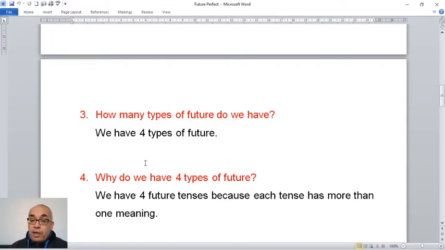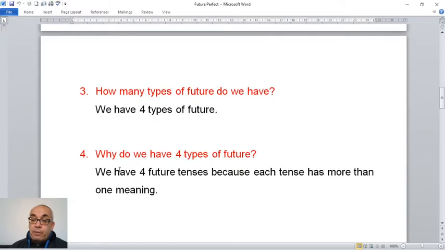Why do we have 4 types of future? We have 4 types of future tenses because each tense has more than one meaning. And every time you change the tense, you change the meaning.